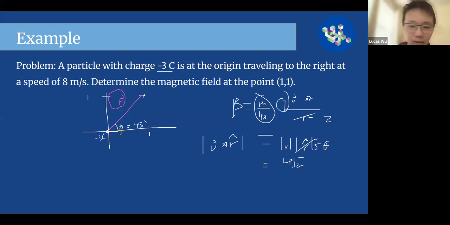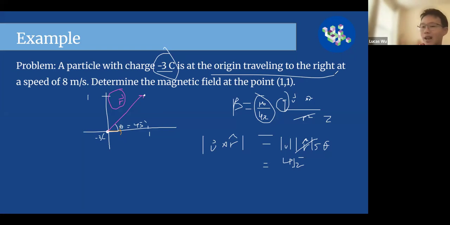Now, the direction of the magnetic field is also really important. If you use your right-hand rule, it seems like your charge is pointing towards the right, so you should put your thumb towards the right. The thing is, your charge is negative. So instead of a negative charge traveling to the right at 8 meters per second, you can think of it as a positive charge traveling to the left at 8 meters per second.